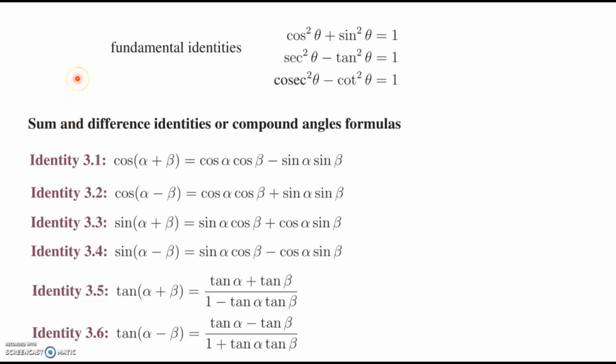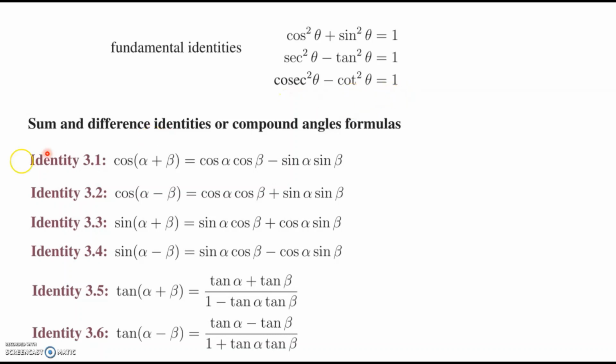In this video, we will use the various identities to solve problems. We will start with the fundamental identities, which are cos squared theta plus sin squared theta is equal to 1, secant squared theta minus tan squared theta is equal to 1, cosecant squared theta minus cot squared theta is equal to 1.